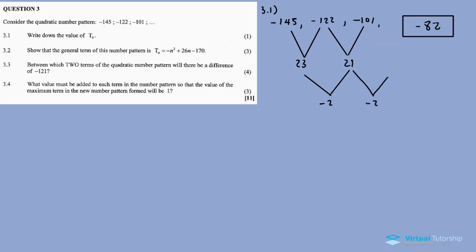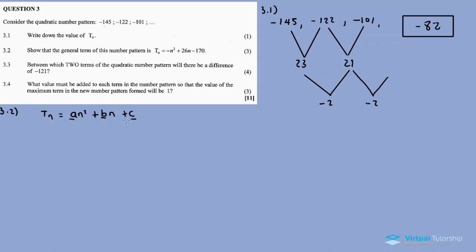3.2 bafunani labantu. Alright, but he show that the general term of this number pattern is Tn equal to -n squared plus 26n minus 170. So bheka sizo calculate A. I'm sure this is the general formula. It's Tn equal to an squared plus bn plus c. Ufuna calculate A, B, no C.